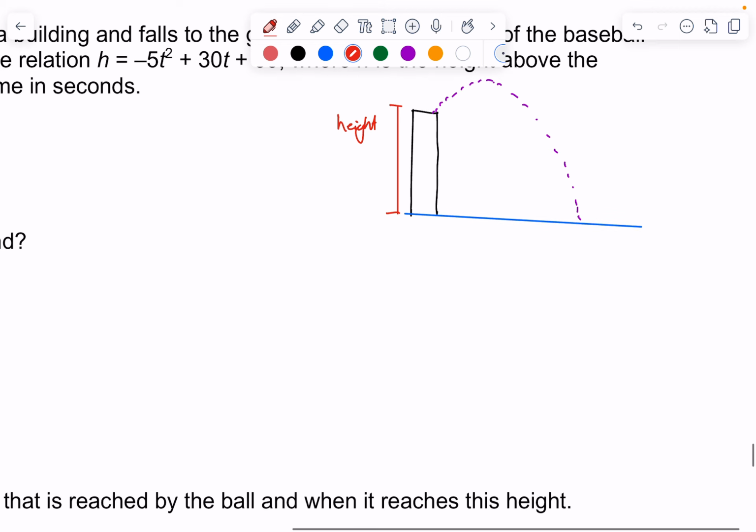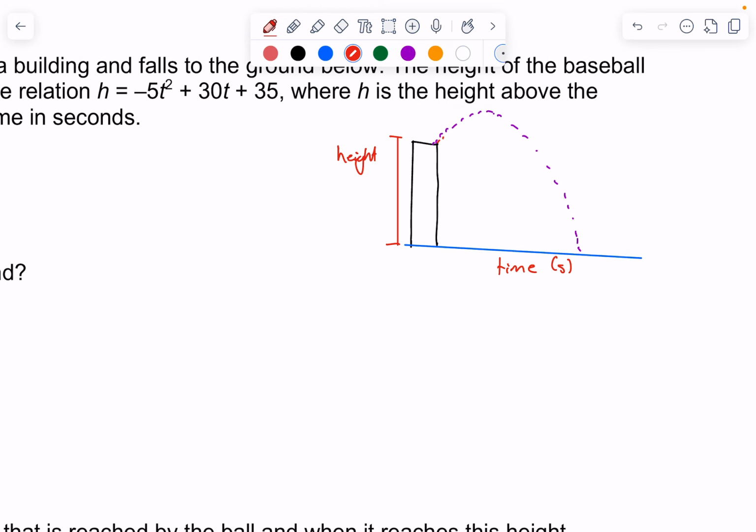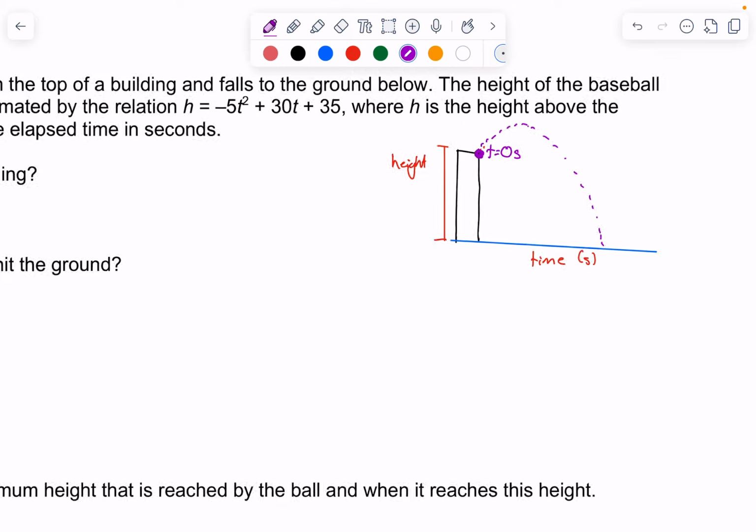And how long is this ball flying for? Well, this is measuring in time. So if you think about it, this ball is going to fly in the air for t seconds, right? Well, when you first throw the ball right here, the time in which you throw it has a value of 0 seconds.